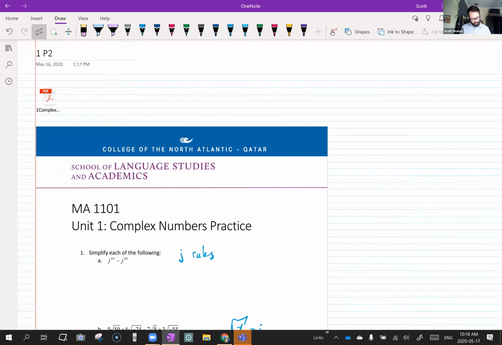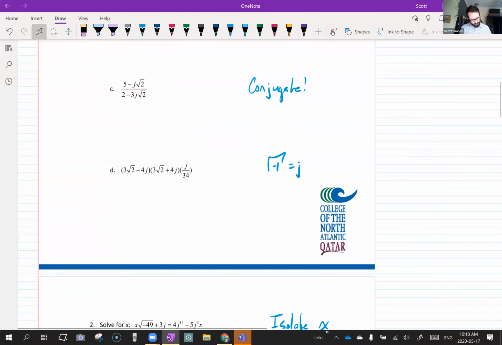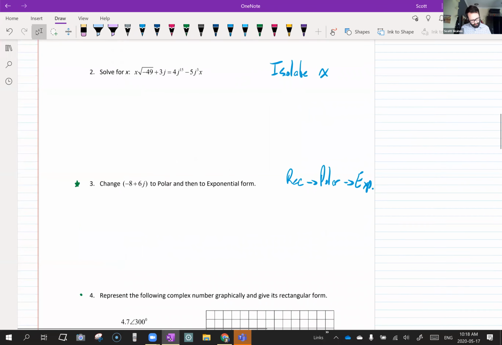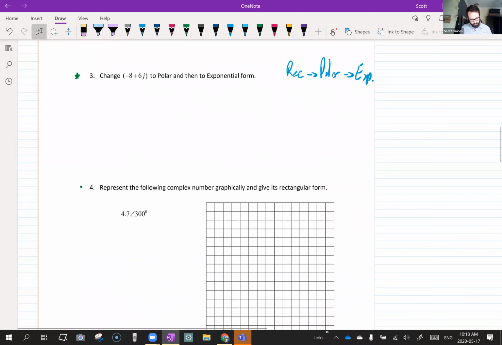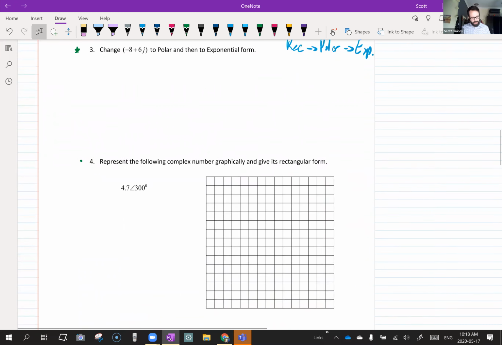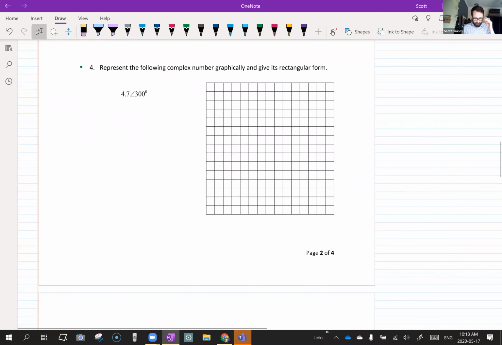The second one, let me see, same basic ideas. Let's see if there's something I pointed out. Change to polar, then exponential. We've done that. Represent the following number graphically and give its rectangular form. Okay, well, first of all, let's give it in rectangular form. This would be 4.7 cosine of 300. That's 2.35. 4.7 sine of 300 is minus 4.07j.